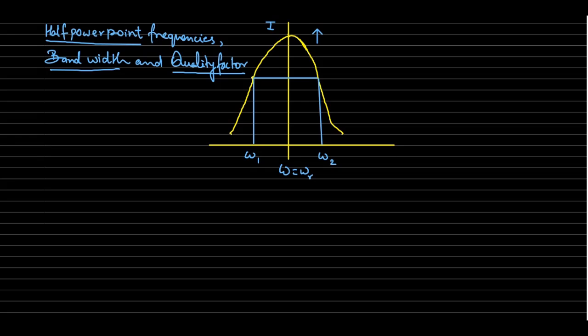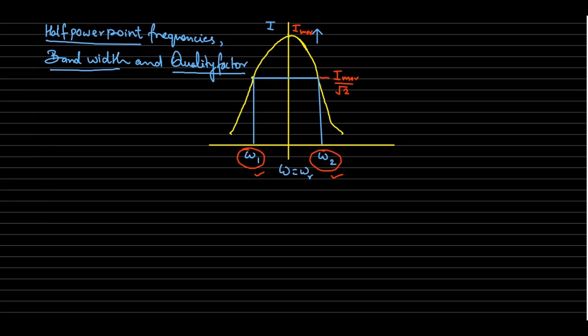Now, in very simple words, the frequencies omega 1 and omega 2, corresponding to which the current in the LCR series circuit is 1 upon under root 2 times the maximum current, are the half power point frequencies. Now why are we saying half power point frequencies?